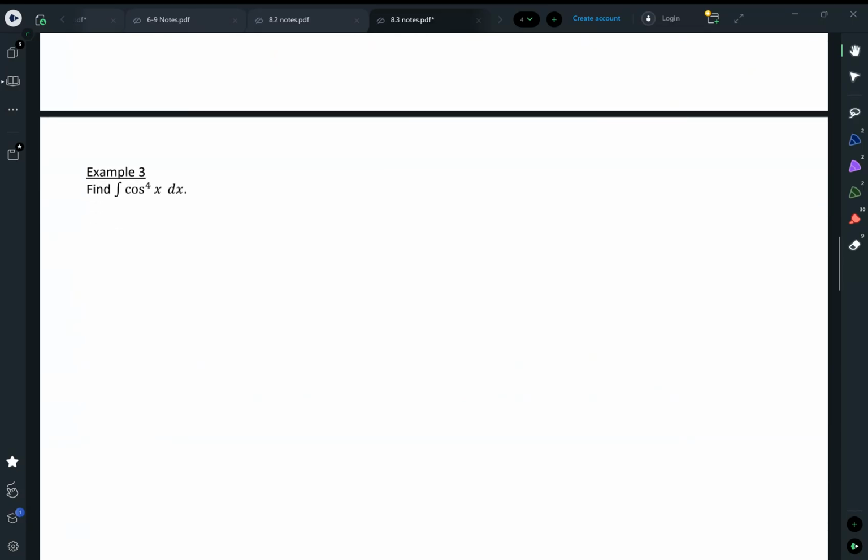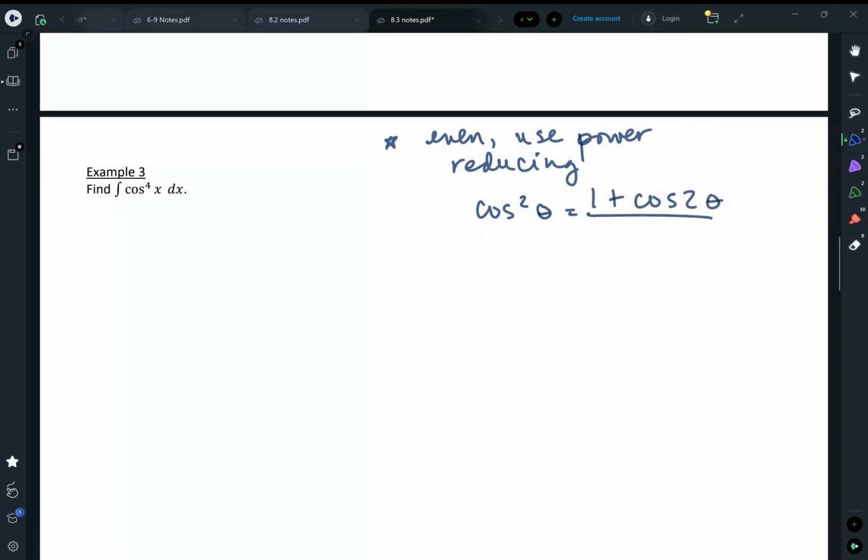So for the last one, I only have even. So if I only have even, then I need to do power reducing. So again, I'm really trying to make sure I'm explaining my thinking for all of these. And my power reducing formula for cosine, remember cosine's the plus one. So I have cosine squared theta equals 1 plus cosine 2 theta over 2. So the problem here is I have fourth power, but my formula is for squared.